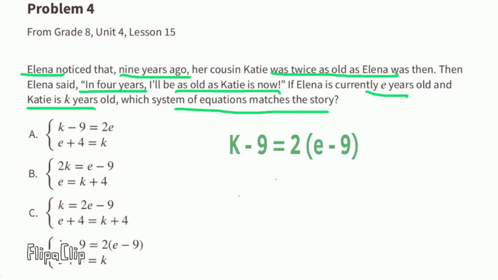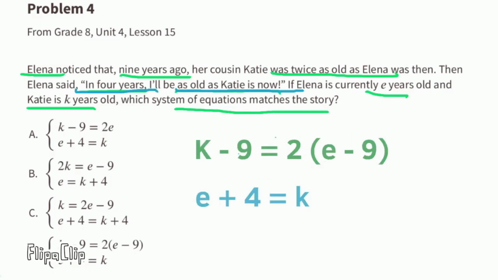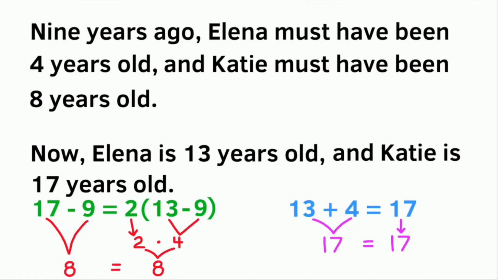So I'm going to go with D. K minus 9 equals 2 times E minus 9. And E plus 4 equals K, which is Elena's age plus 4 equals Katie's age. I think that 9 years ago, Elena must have been 4 years old and Katie must have been 8 years old. Now, Elena is 13 years old and Katie is 17 years old.